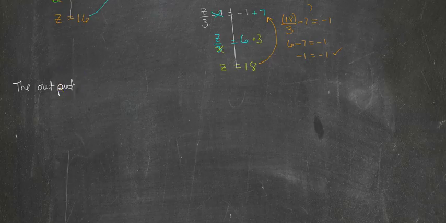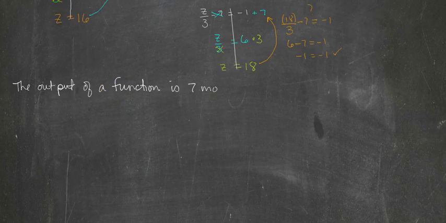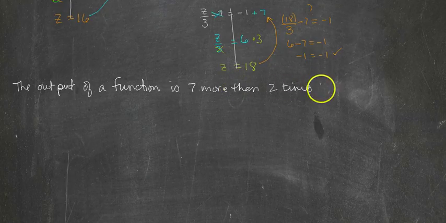So the output of a function is 7 more than 2 times the input. Oof. Seven more than 2 times the input.